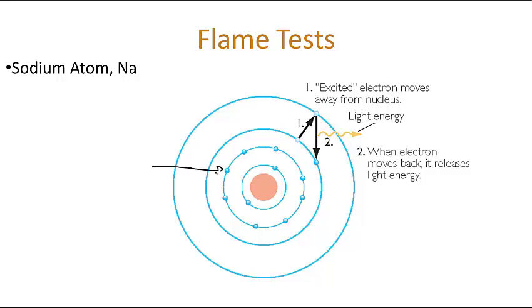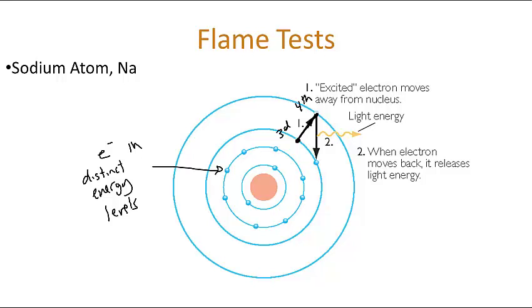So these are electrons in distinct energy levels around the nucleus. So when you put a sodium atom into a flame, this valence electron on the third energy level gets excited. It's like, oh, this is heat, and it can jump from the third energy level to the fourth energy level. It absorbs that energy, and it jumps right out to the fourth energy level.